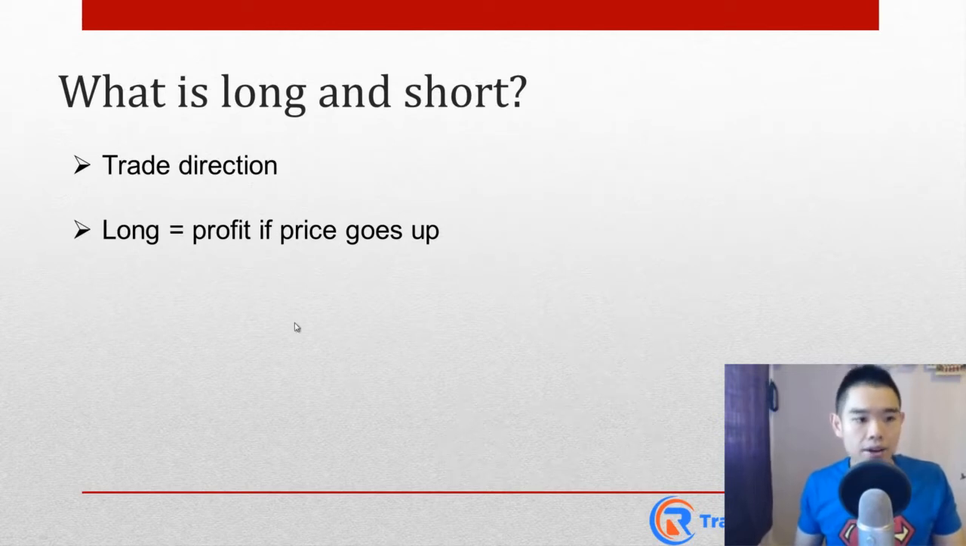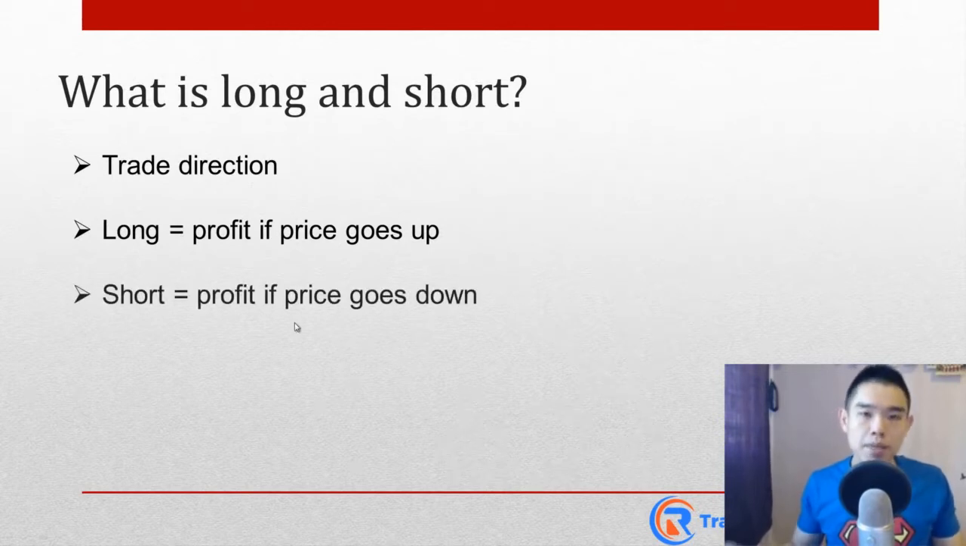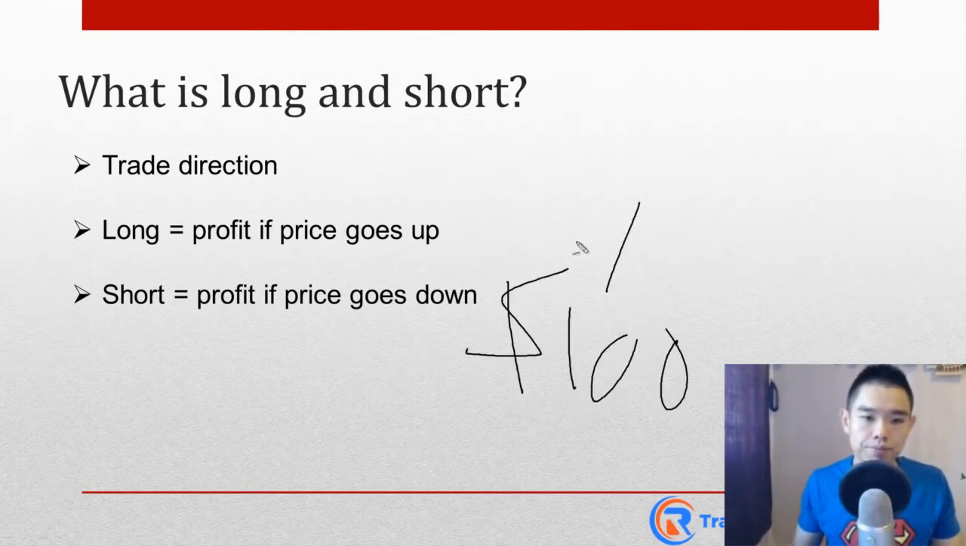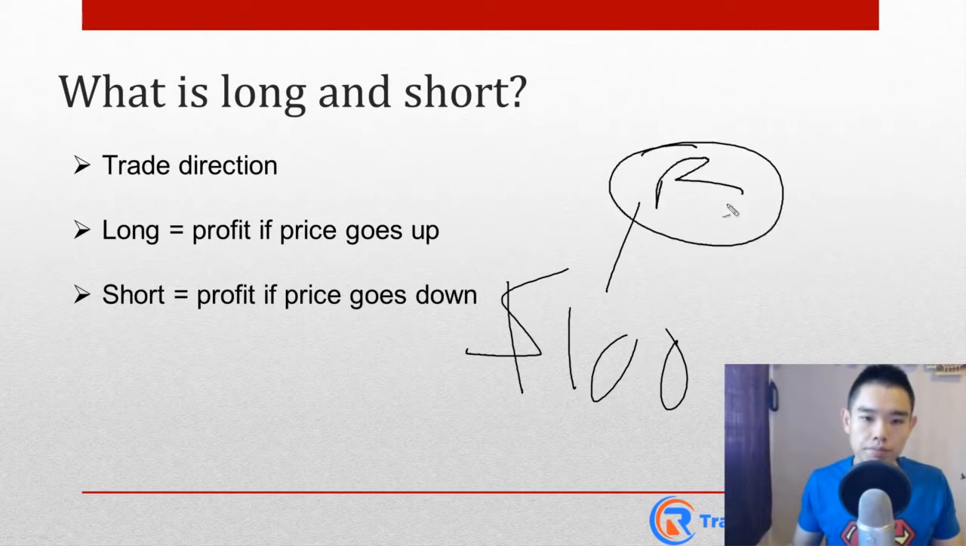On the other hand, when a trader says "I'm short," it means that he will make a profit if the stock price goes down. So how does this work? When a trader is short, what actually happens is that he borrows shares from the broker. Let's say I'm short Apple shares at $100. I'm going to borrow $100 worth of shares from my broker. And let's say the stock price of Apple goes down. Let's say it drops to $90.